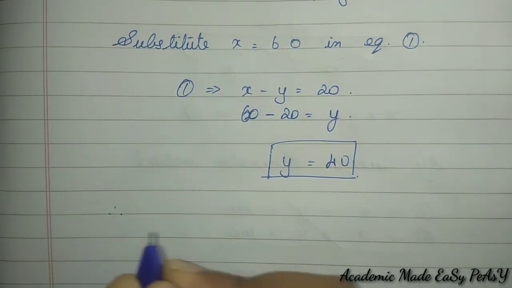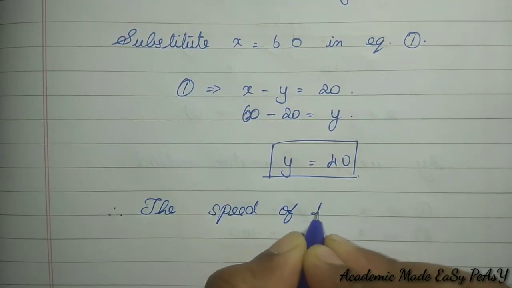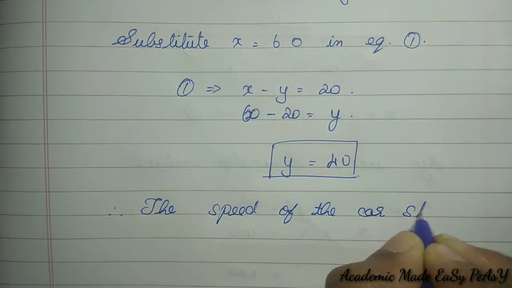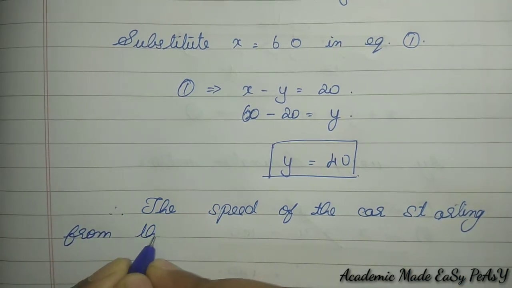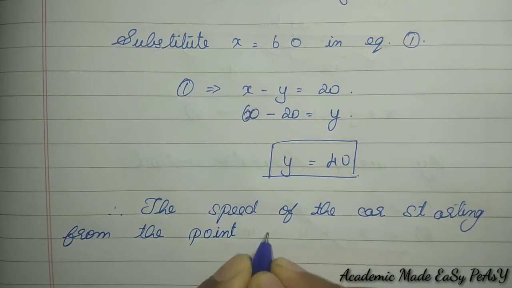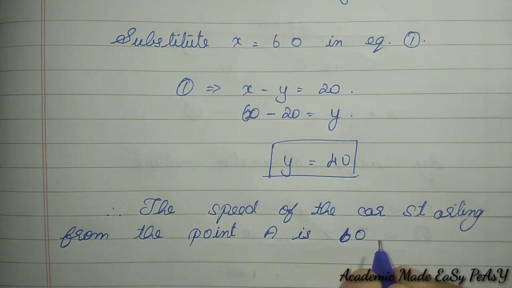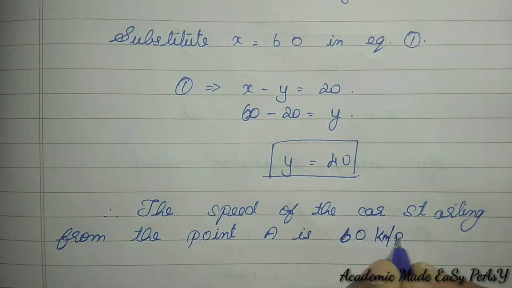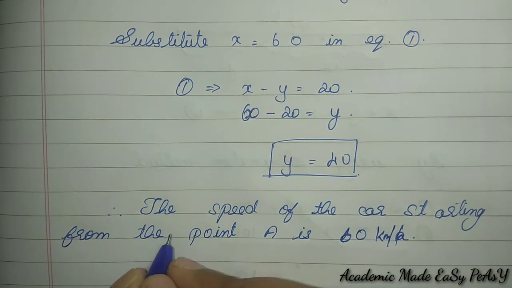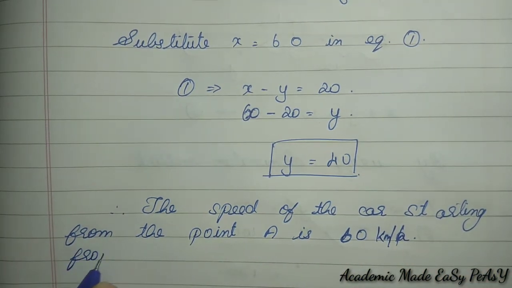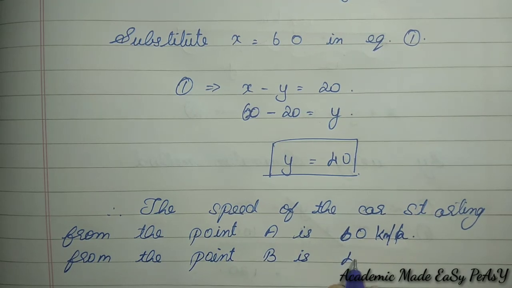Okay, so therefore the speed of the car starting from the point A is 60 kilometer per hour, and the speed of the car starting from the point B is 40 kilometer per hour.